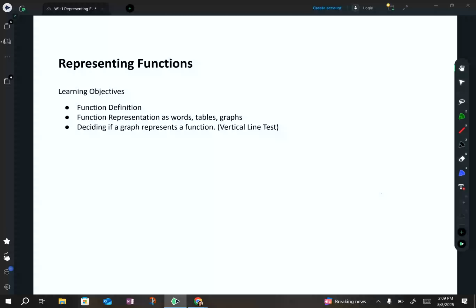Hi, and welcome to the video talking about representing functions. Our learning objectives for this video are to define functions, to talk about function representation as words, tables, and graphs, and finally decide if a graph represents a function using the vertical line test.